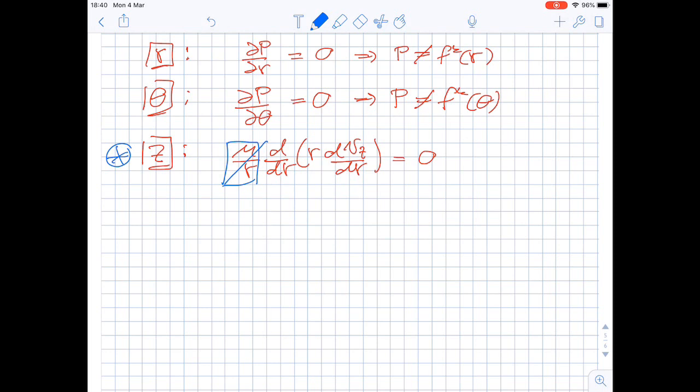Then you can take integration to have r dVz by dr equal to an integration constant c1, and move r to the right hand side to get c1 over r. And then you can integrate: Vz equal to c1 logarithm r plus c2.